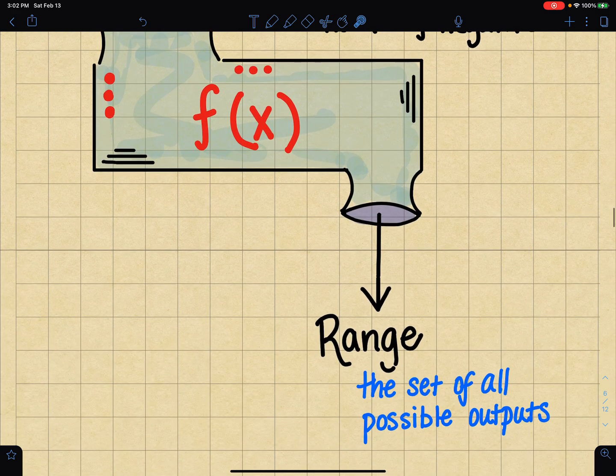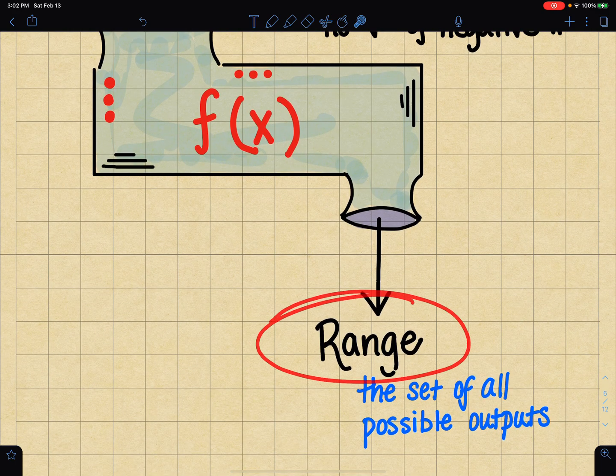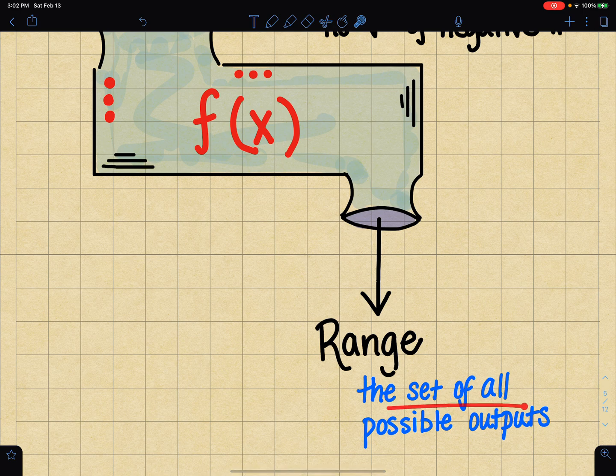Now, what can you get out of it? What comes out is called the range. And that's the set of all possible outputs. And it depends on what the machine is, right? If the machine is something simple, like f of x is always equal to 3, well, then your range is only going to be 3, because no matter what you put in, you're always buying a 3.